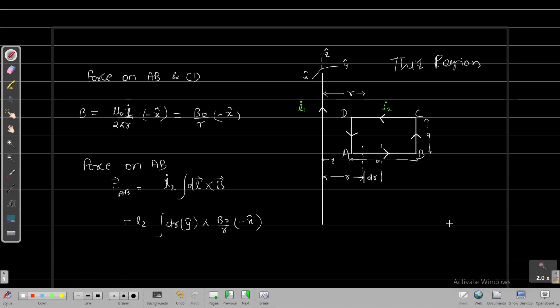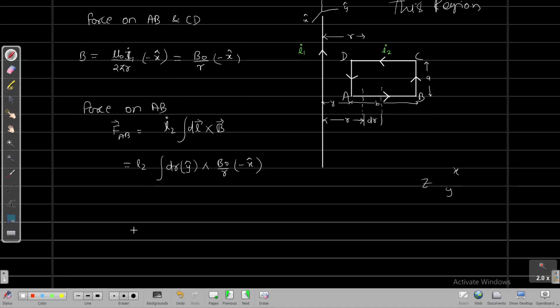Now what will be y cross x? So x, y, z, and y cross x is minus z. So minus is already there, it will be z. So I2 dr over R and B naught will be here, and the direction is z cap. Let me check whether it is right or not. Y cross x will be minus z, and minus is already there, so it will be z cap. Now what will be the limit of integration?